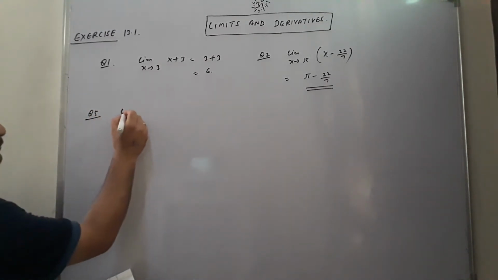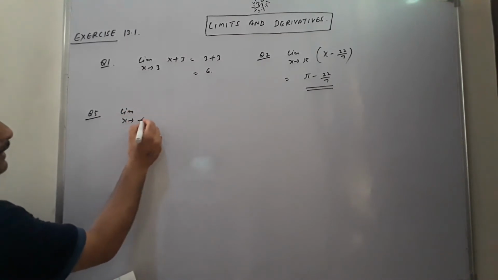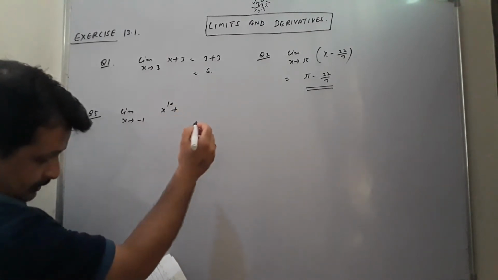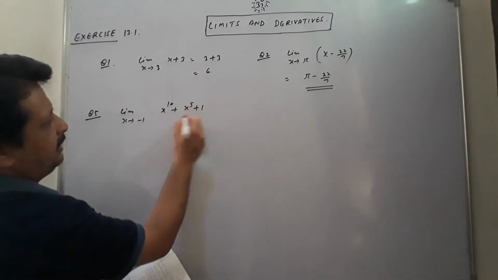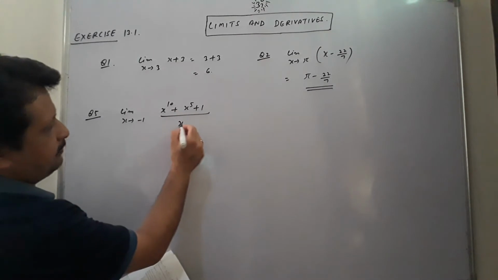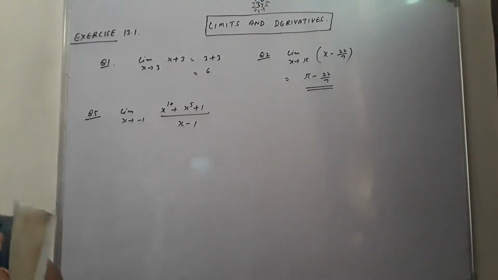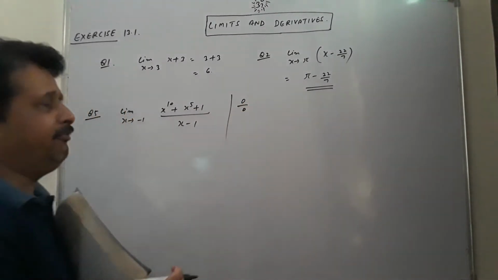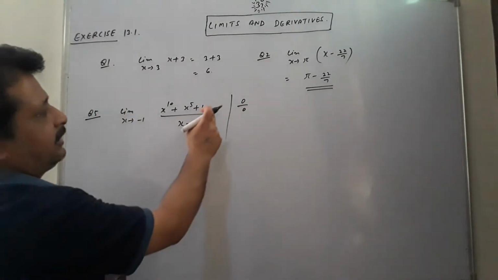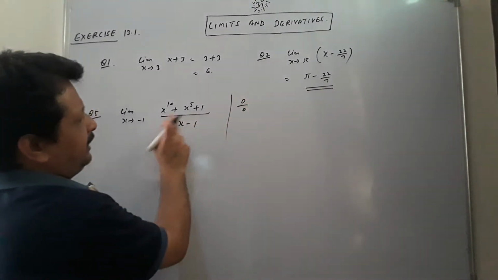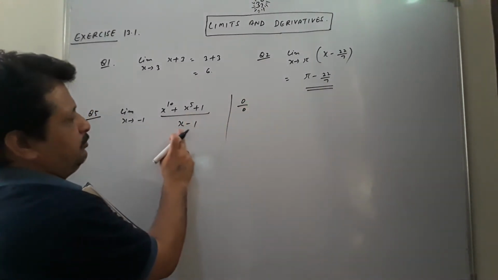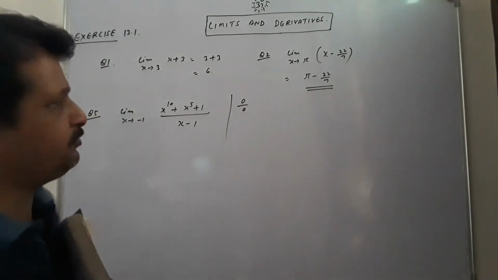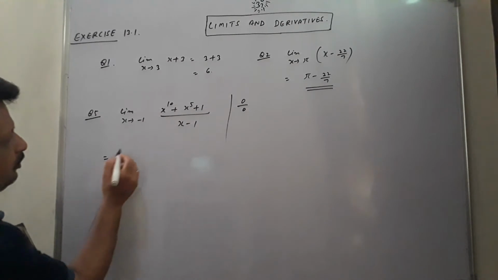This is limit x tends to minus 1, x to the power 10 plus x to the power 5 plus 1 over x minus 1. When we do this type of question, we have to check whether putting x equal to minus 1 makes the form 0 by 0. But here you see, students, if x is equal to minus 1, it will come as minus 2 in the denominator. Then it is not in such a form. So directly we can put the value now.